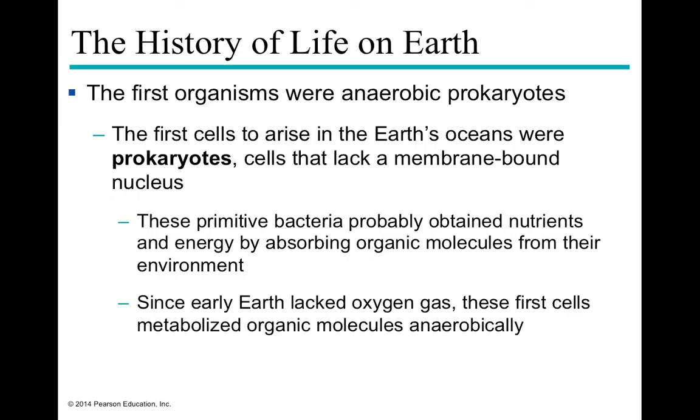So how did that happen? The very first organisms to arise on Earth, remember, we were talking about them being single-celled. That means they were prokaryotes, cells that lack a membrane-bound nucleus. They're very basic forms of life. Generally, they were something that we would consider bacteria, right? Primitive forms of bacteria. And they probably, just like bacteria today, obtained nutrients and all their energy from the absorption of organic molecules in their surrounding environments. And as I mentioned previously, Earth was lacking in oxygen gas, so they more likely than not were metabolizing their molecules anaerobically. That means without using oxygen.